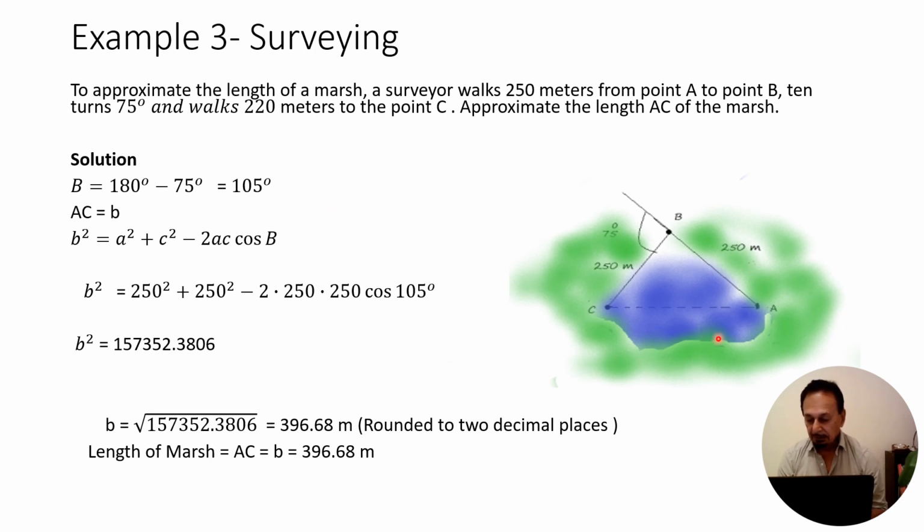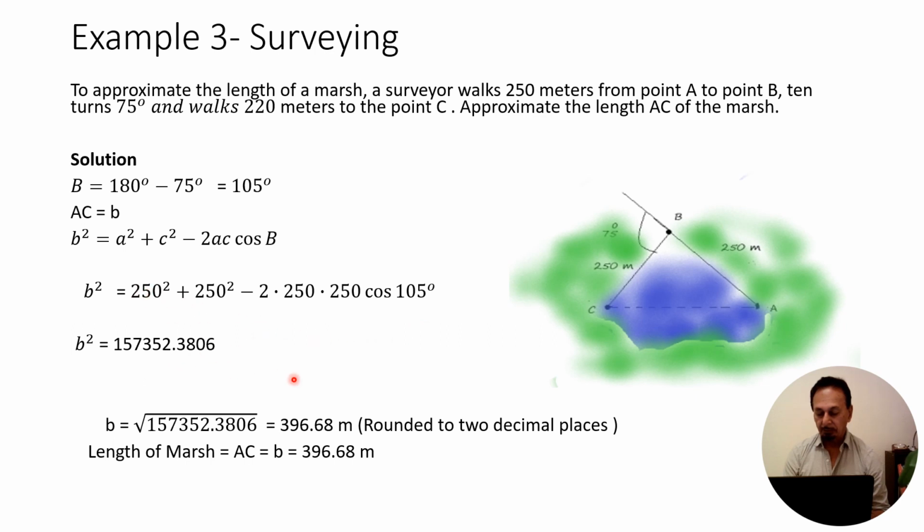And now AC equals the opposite side of B, so this is B, and that is C, and this is A. So to find B, which is AC, we use this formula: B squared equals A squared plus C squared minus 2AC cosine B, or B squared equals 250 squared plus 220 squared minus 2 times 250 times 220 times cosine 105 degrees.